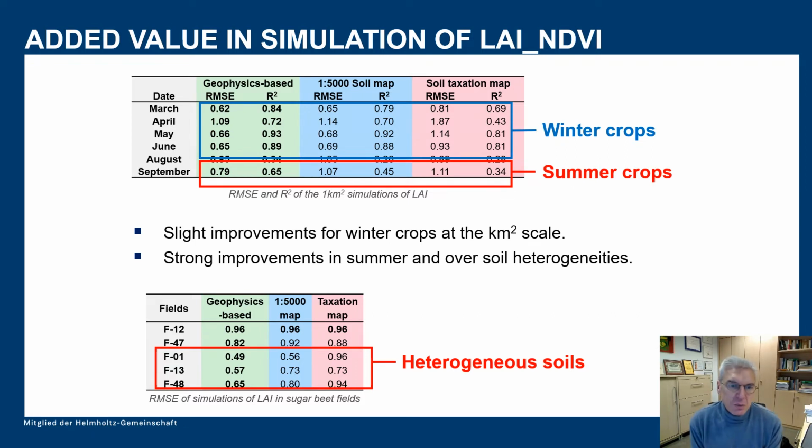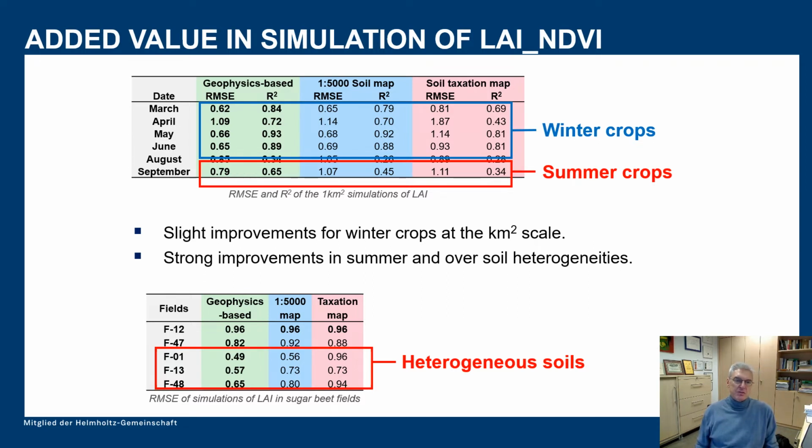And you can see that we have strong improvements for summer crops, and over different soil heterogeneities. So that means, for instance, the summer crops simulations improved when we use geophysics-based information compared to the 1 to 5,000 soil map or the soil taxation map. And also in case that we have heterogeneous soils, we see an improvement when we're using geophysics-based soil maps compared to the 1 to 5,000 or the taxation map.